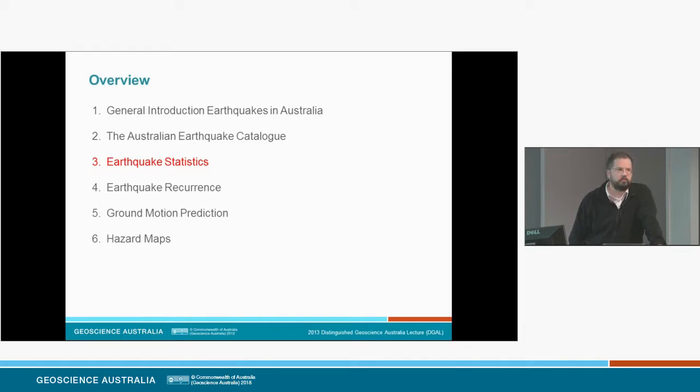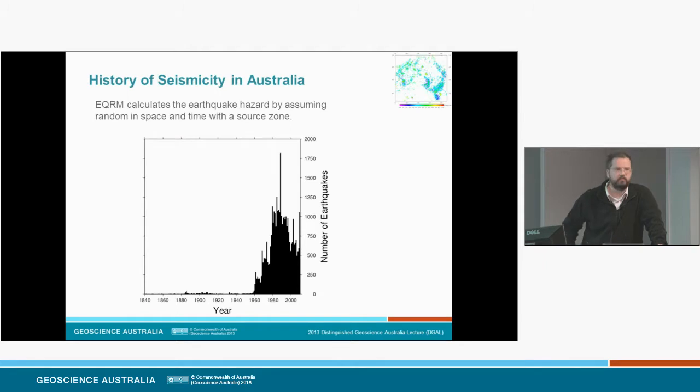Now, we use the past in order to predict the future, and that involves statistics. It's pretty hard to avoid statistics when you talk about this topic, so we'll have a look at a little bit of statistics. We're going to calculate the hazard at the end of this talk with a program called EQRM, Geoscience Australia's Earthquake Risk Model. It calculates the hazard by essentially assuming that earthquakes are uniformly distributed across something called a seismic zone and are equally likely through time.